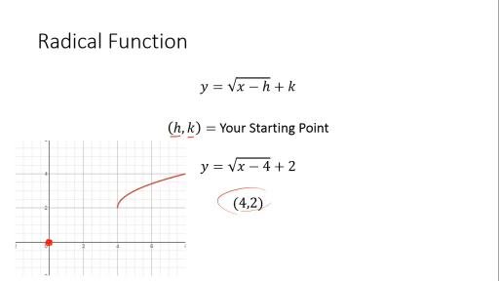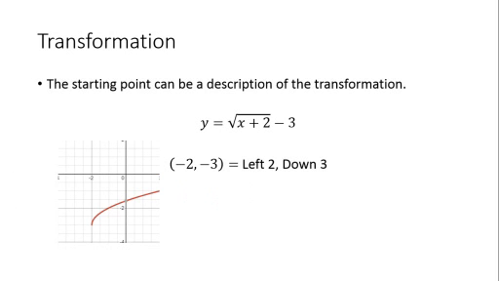In this case, since there's no negatives floating around in front of the square root or the x, that means that our answer is just going to be moving over 4, up 2. There's our starting point, and we go to the upper right. Okay. So the h, k tells us where we're starting on these. Okay, so with this, what we have is that we have these transformations.